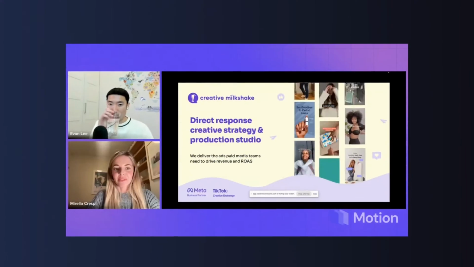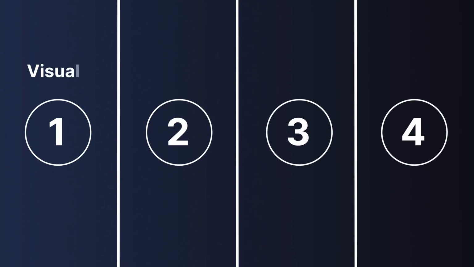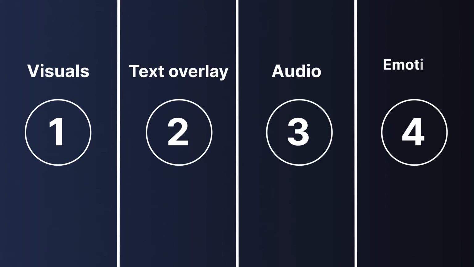So when it comes to a competitor's video ad, there are a ton of variables to consider, and you can get overwhelmed really quickly. So we're just gonna focus on 4 aspects of the hook that Mirella Crespi taught us on one of our recent webinars here at Motion. So the 4 things are visuals, text overlay, audio, and emotion provoked.